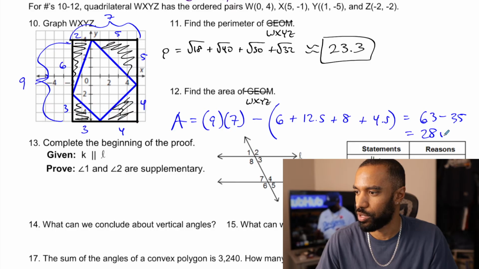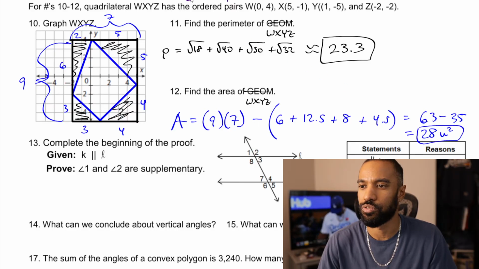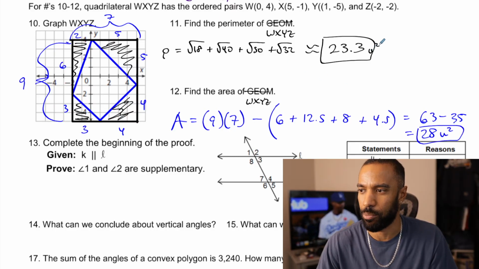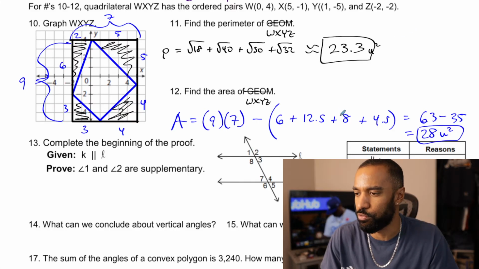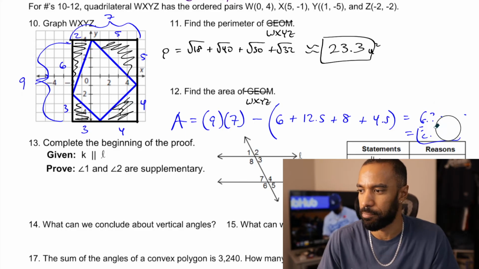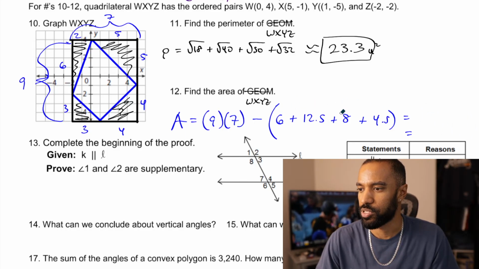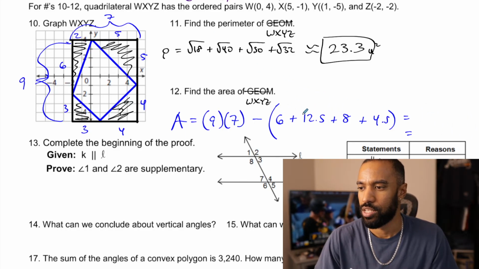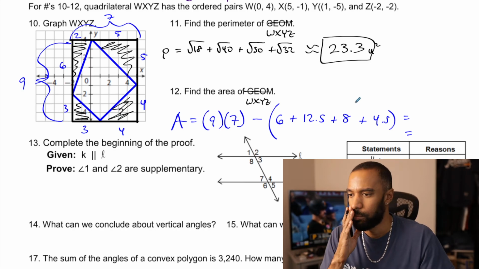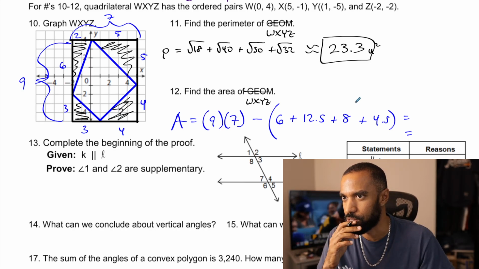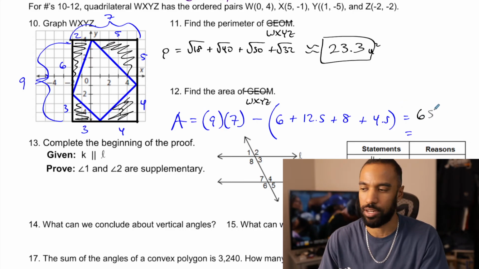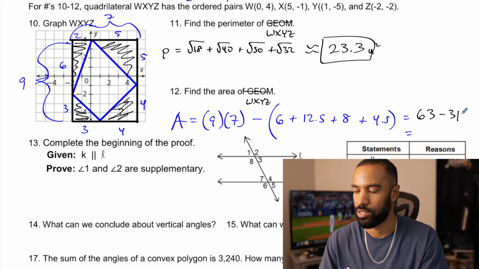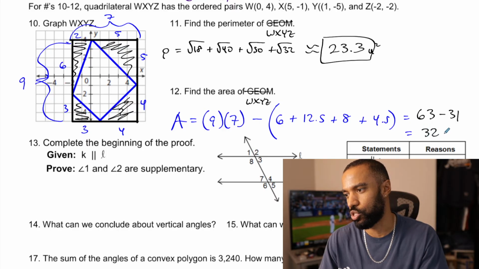And I got to put square units for these. Units squared and then units for these. I think I got that right. I hope I didn't do any mismatch math. Oh, I'm sorry. 6 plus 8 is 14. Did I say 18? Hold on, I messed that up. If I said 18, I meant 14. 6 plus 8 is 14 plus 17, which is 31. So 63 minus 31. I didn't want to mess that up. So 32 square units there. Okay.